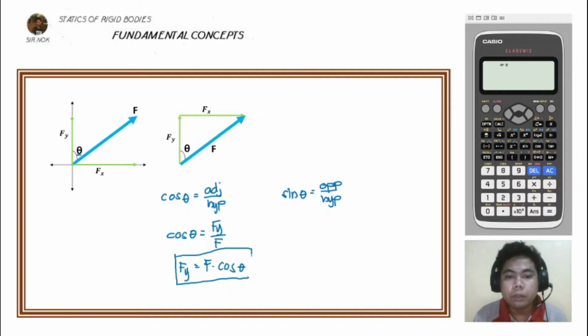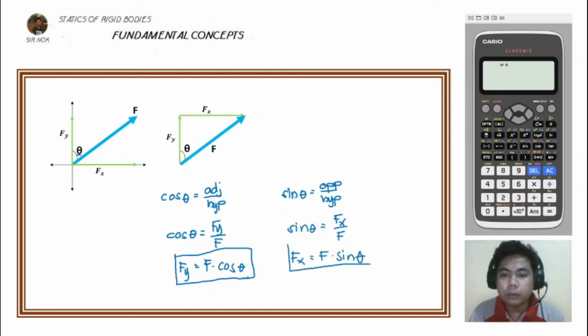So with this formula, we solve the y component using cosine theta. Then next, sine theta is equal to opposite over hypotenuse. The opposite side of the angle theta is the x component. So sine theta is equal to the x component over F. Cross multiply, so the x component is equal to F times sine theta. So the x component is solved using sine theta.